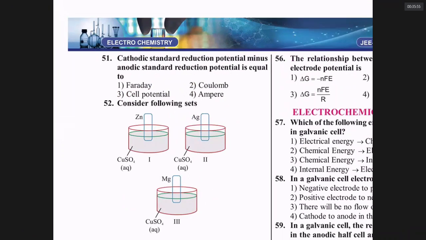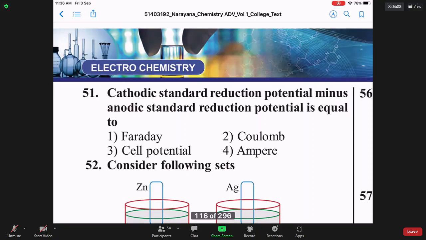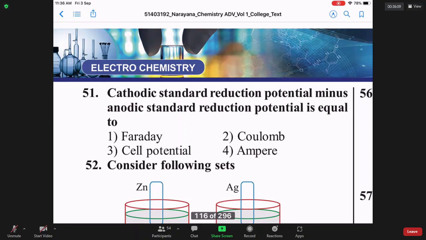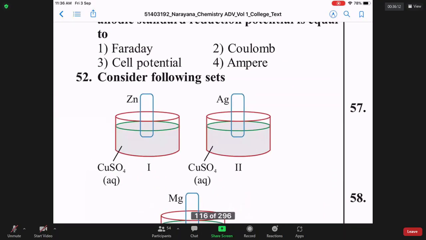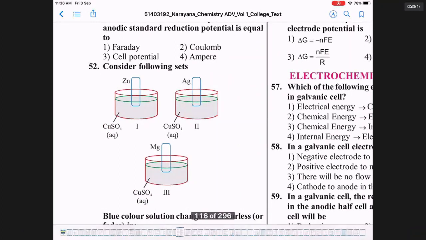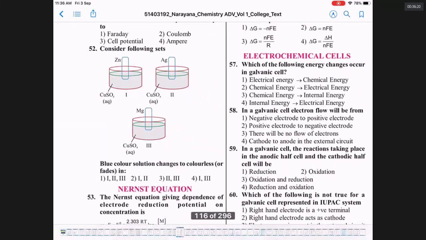Can you answer question number 51? Cell potential. Yes, sir. 52. Sir, we cannot see. Can you see? Yes.